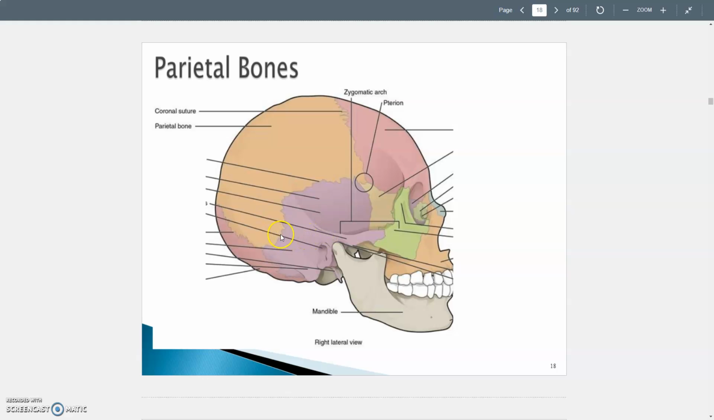And zygomatic, which is located in your cheekbones. Here we have the right lateral view of the skull, and there are some important terms that we should know, like the coronal suture, which is located over here, the parietal bone, which again we mentioned earlier, zygomatic arch, and the mandible, which is the mobile bone of the skull.